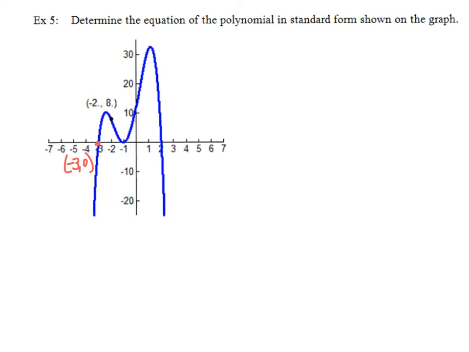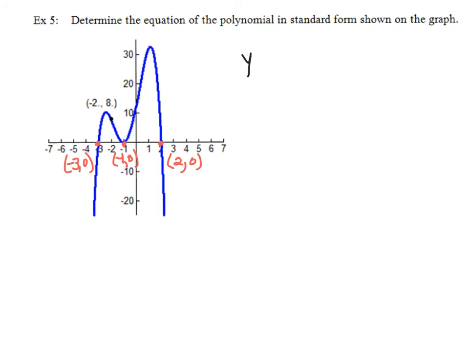But then I have another root at -1, but that's one of those roots where the graph bounces off the x-axis. So that one's going to be a double zero at -1. And then there's another root at x equals 2, so this is going to be a 2, 0, and again, that's going to be a multiplicity of 1.